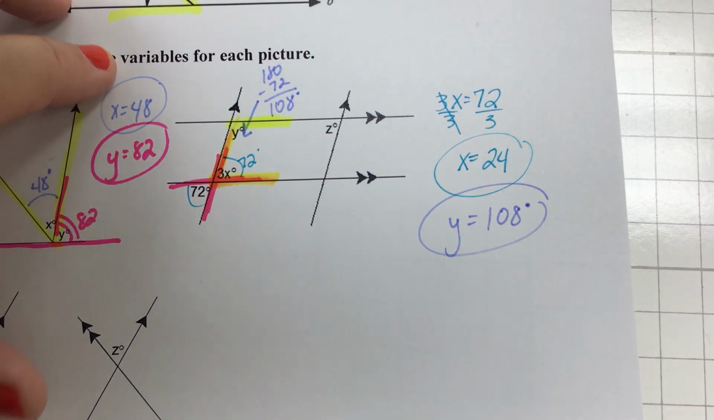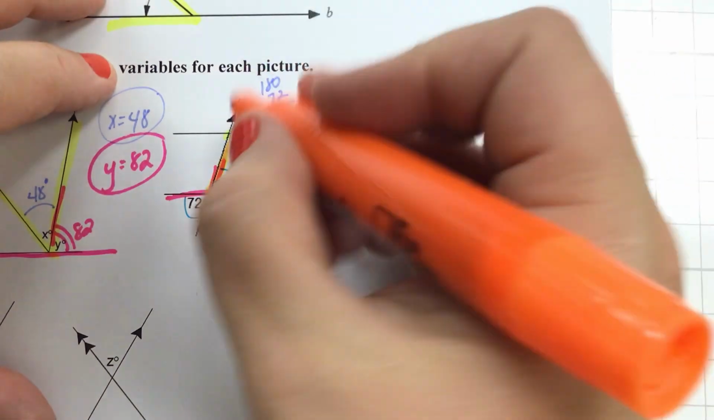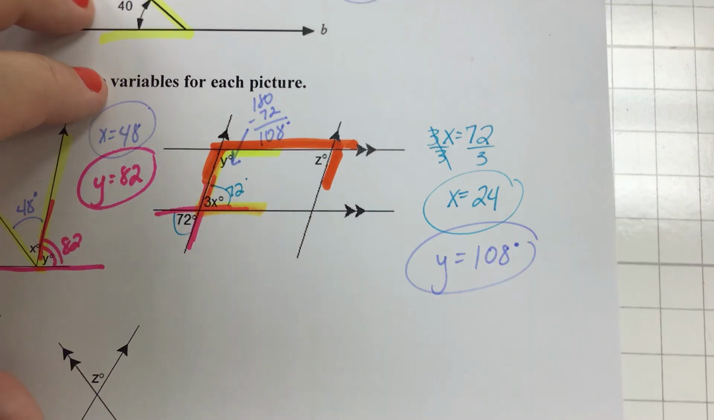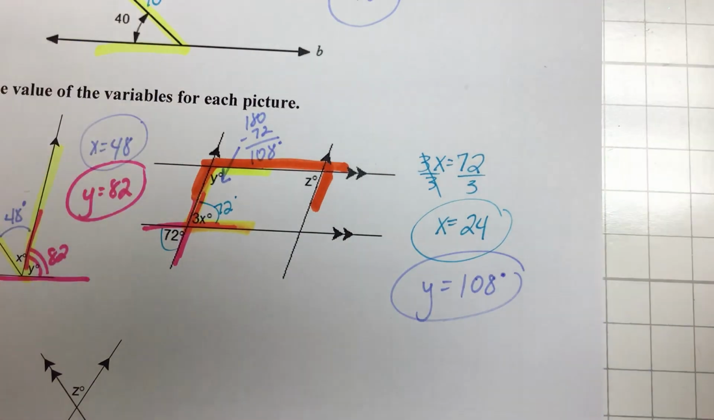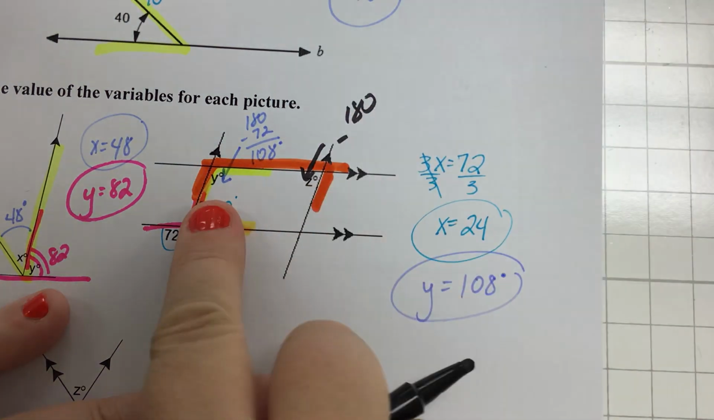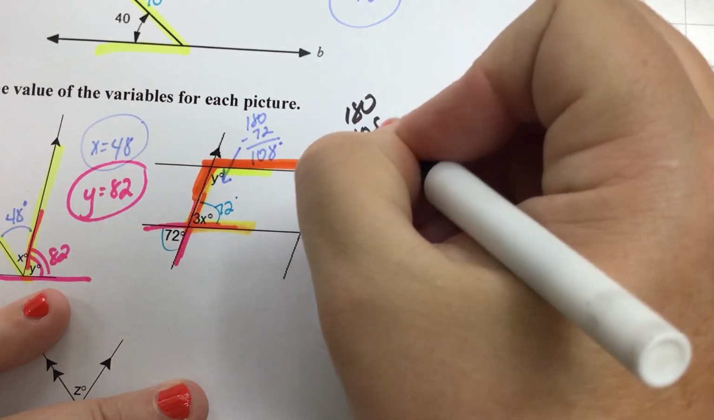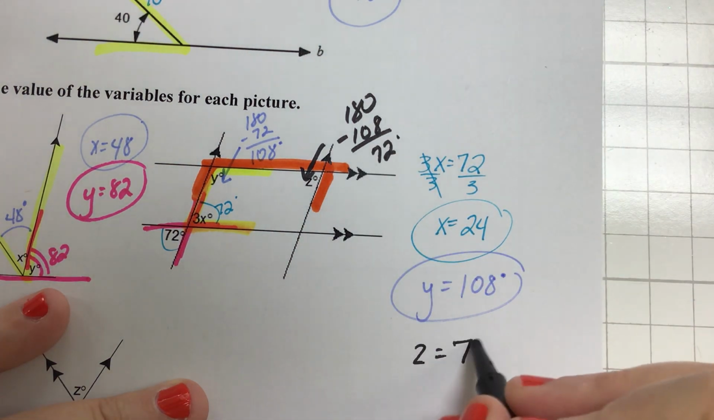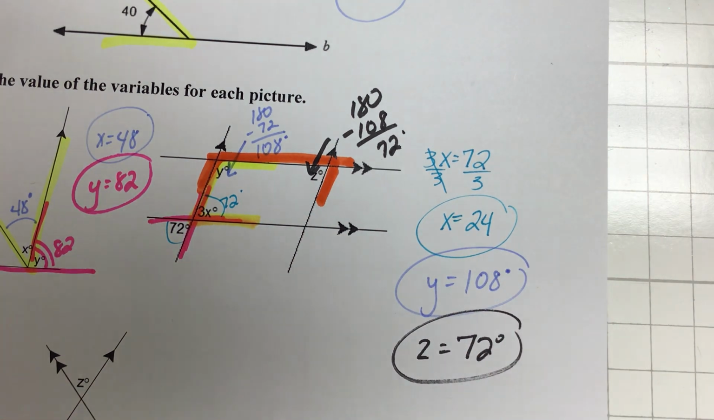Okay, and then finally, one more time. Hopefully you see the C going this way. And again, the C is your same side interior. So to find Z here, I'm going to take 180 minus Y, which is 108, and we're going to have 72. So my Z value is 72 degrees.